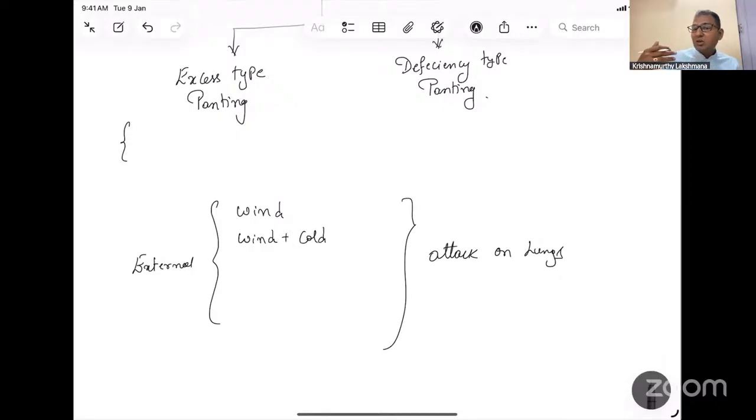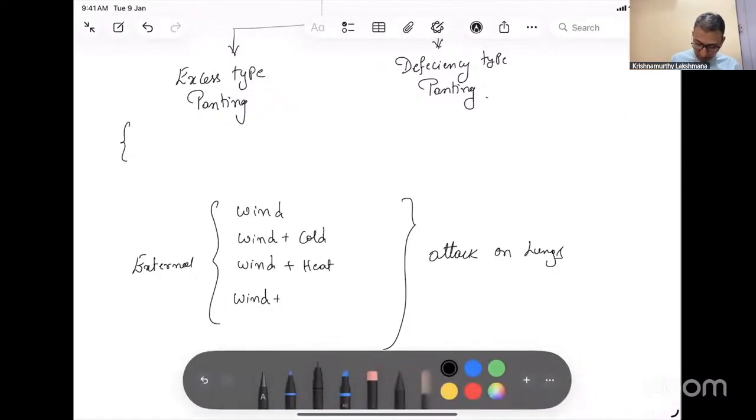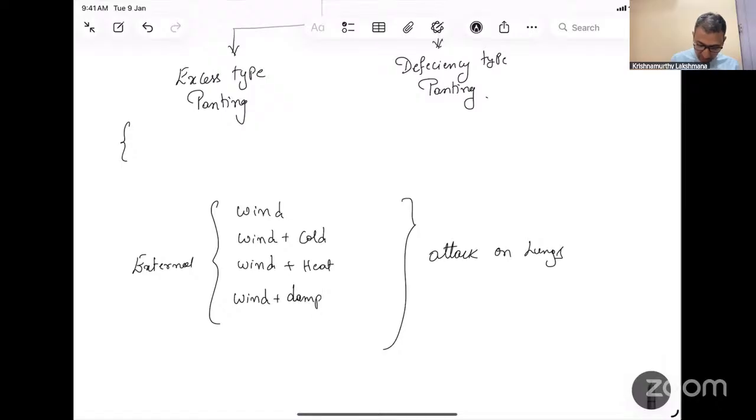When the wind is carrying the cold, when that attacks lungs, it is called external wind cold attack on lungs. And if the wind is carrying heat, it is called wind heat attack on lungs. And if it is carrying dampness, we call it wind damp, wind damp plus cold attack on lungs. So these are the different types of attacks which can happen on the lungs: wind attack, wind cold attack, wind heat attack, wind damp cold attack. Okay.